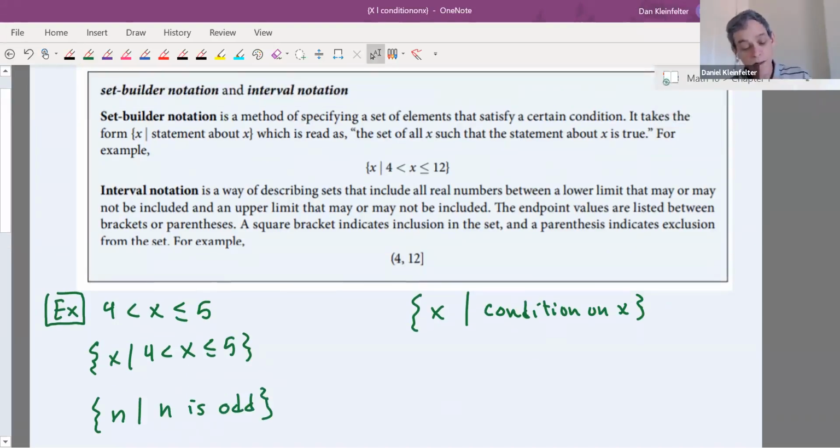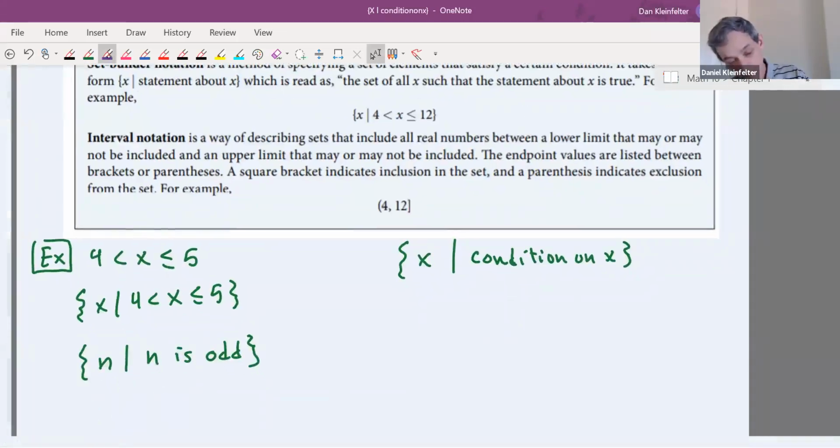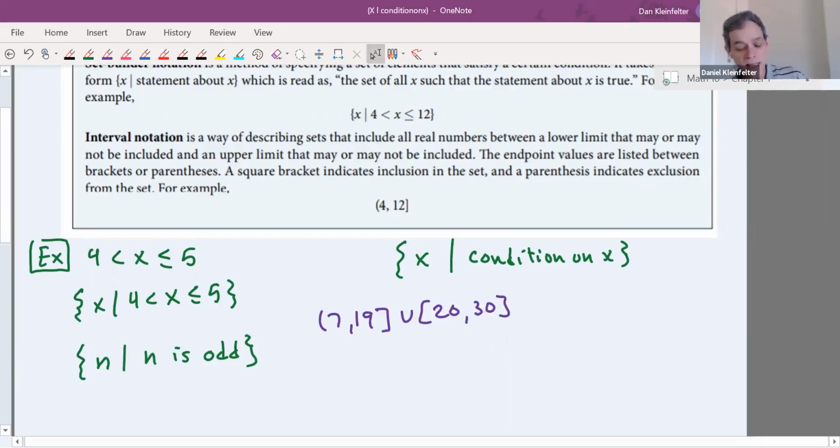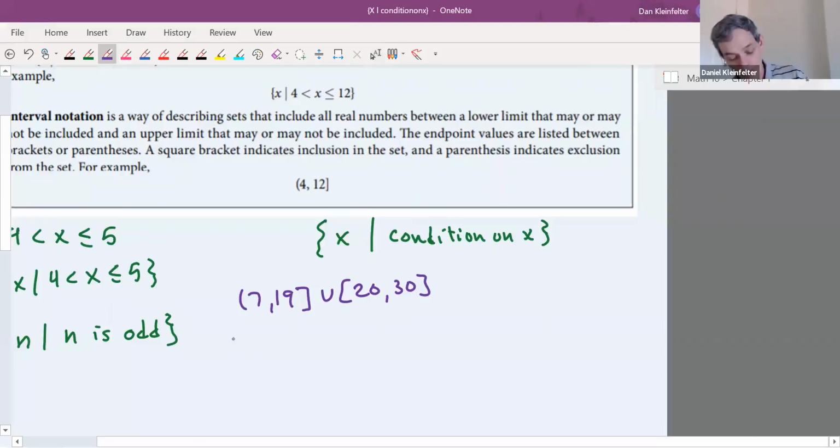Of course, if we want, we can express intervals in either interval notation or set builder notation. And give another example. If we wanted to think about the interval, let's say I use a lot of 4s. Let's go with 7 to 19, union 20 to 30. Okay, how can I write this in set builder notation? So I would write the set of all x such that x has to be between 7 and 19. Forgot the x.